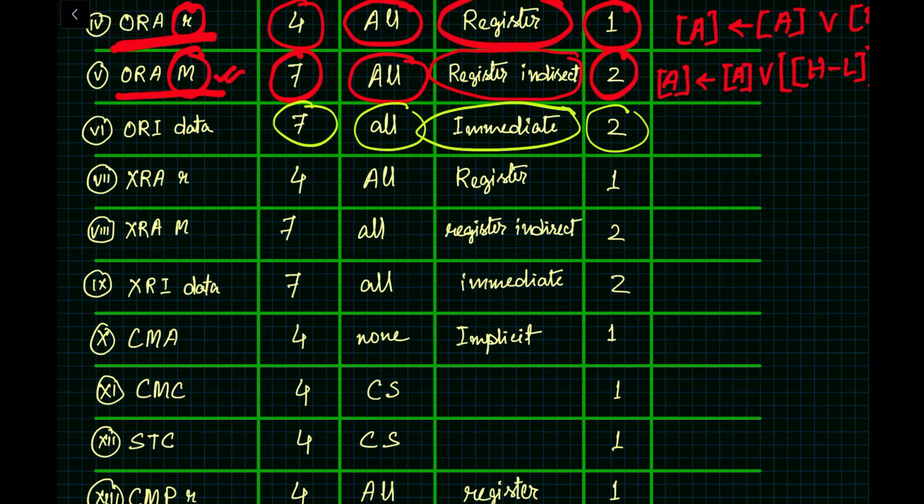Okay, so ORI data means whatever be the data given, that will be ORed with the content of the accumulator, and the result will be stored in the accumulator. So we have the content of the accumulator, we have to do the OR operation with the given data. So here we can directly write this as data. We are given the data in the instruction, and it is the immediate addressing mode, and the result will be stored in the accumulator. So this is the expression.